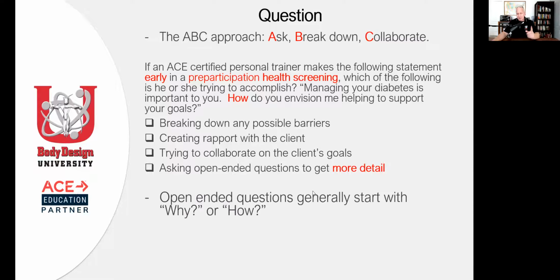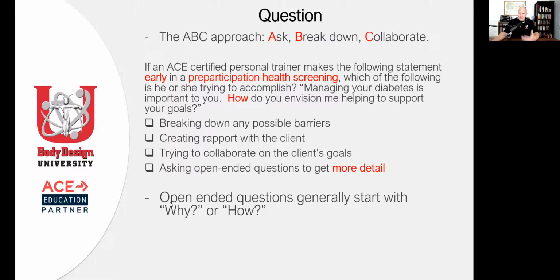Get more detail. Keep in mind, open-ended questions are what? Generally going to start with why or how and what. You could ask somebody, so what is it that you like about? Really, what you're saying is, why do you like that? What is it about exercise that you like? Or what is it about the goals that we're going to talk about? Okay, so you could use that. But normally we see why.